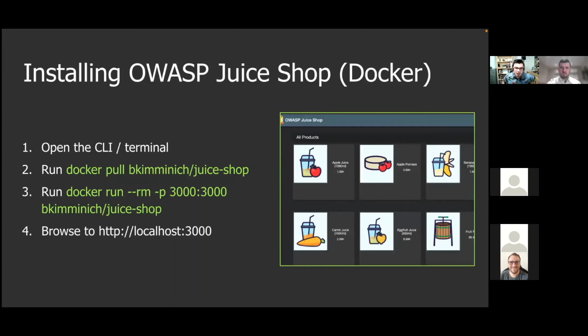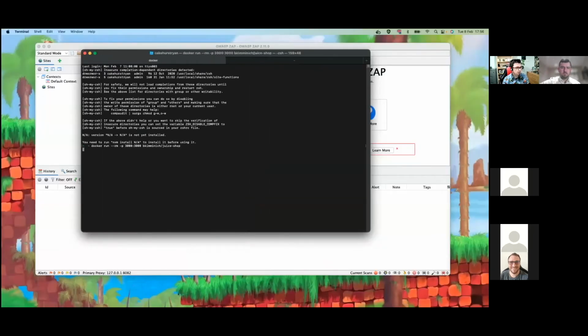So if you could open up your CLI terminal and run these commands. So we're going to pull the Juice Shop and then start running it. And then we should be able to browse to localhost to actually run it. So I've got it pulled. So I'm going to open my terminal, run that.